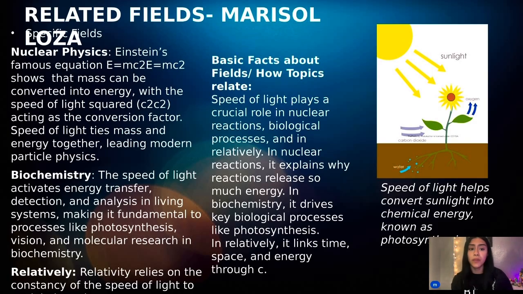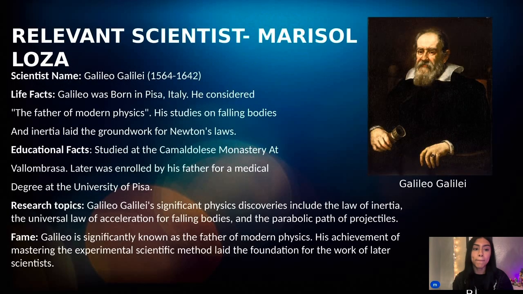Some basic facts about fields: speed of light plays a crucial role in nuclear reactions, biological processes, and in relativity. In nuclear reactions, it explains why reactions release so much energy. In biochemistry, it drives key biological processes like photosynthesis. And in relativity, it links time, space, and energy through c.